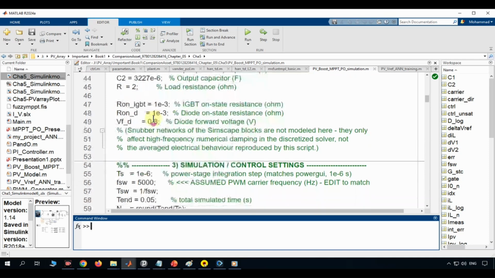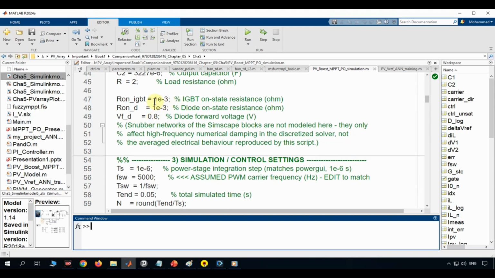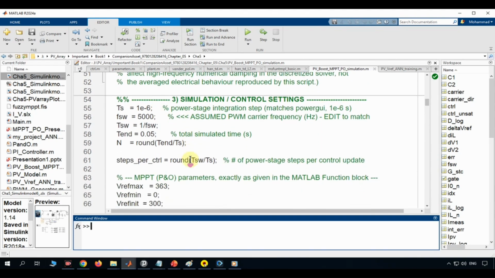Additionally, to make our simulation realistic, we model the non-idealities of the semiconductor switches. We add a small on-state resistance Ron_ict for the IGBT, as well as an on-state resistance Ron_d and a forward voltage drop VF_d for the diode. Note that we omit the snubber networks here, as they only affect high-frequency numerical ringing in Simulink, not the average steady-state behavior.